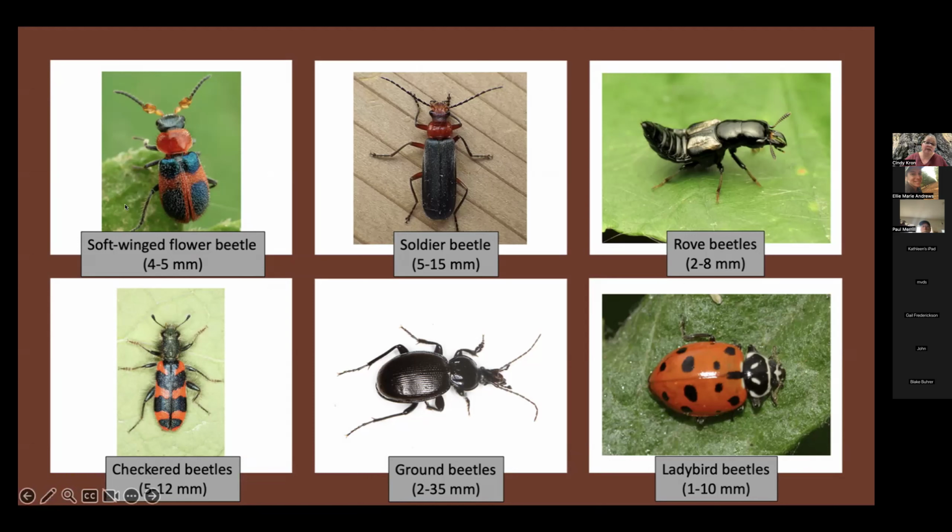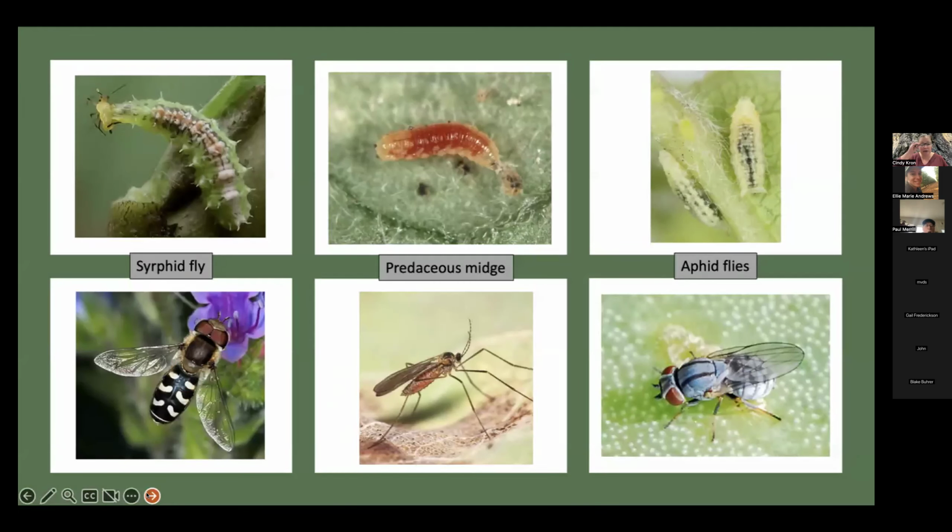So all of these are predators. These are all beetles that are predators and good to have around and good to be able to recognize out in the field. Now, when it comes to flies, the adult flies are not predaceous. They don't feed on other insects. It's the larvae that feed on other insects, the ones on top.